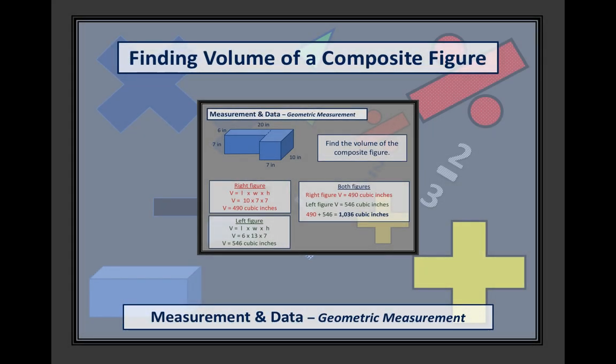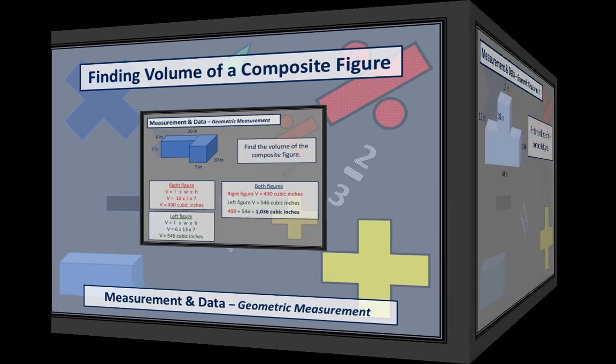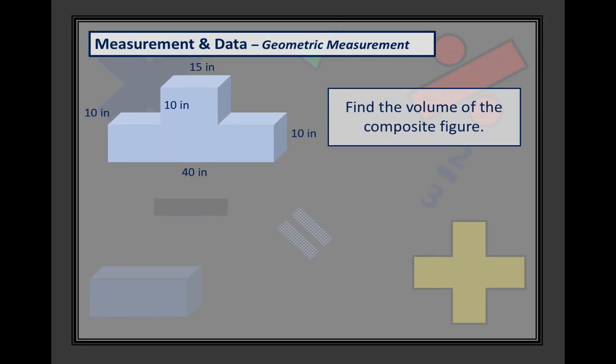Hi everybody, today we're going to talk about how to find the volume of a composite figure. When we talk about a composite figure, composite really just means a combination of more than one thing, more than one element. In this case, composite figures are really just going to be more than one rectangular prism, and we're going to stick to rectangular prisms.